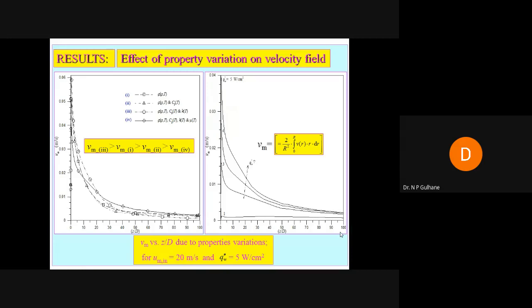Now, what is the effect of this property variation? This is what is more important. You can see in a micro tube, heat is being conducted radially and the acquired thermal energy is carried away through axial convection. Because of the axial convection, thermal energy is carried out and heat is conducted radially inward. That is Q double prime W.